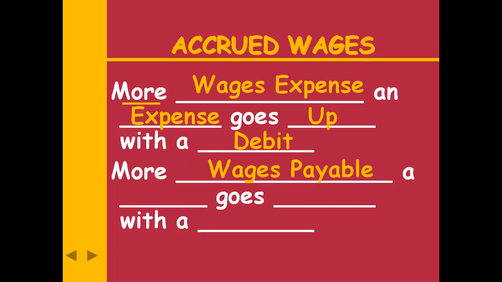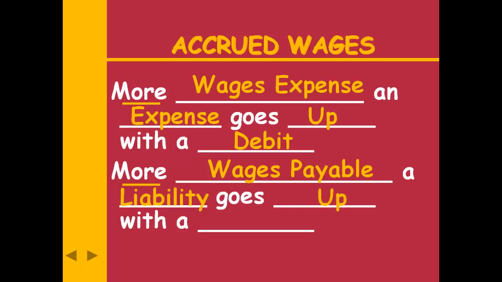Wages payable. I heard accounts payable, and that's really close, because they're both payables, which is the key word. But accounts payable is what I owe to my vendors. Wages payable is what I owe to my employees. Wages payable, though, is what type? Liability. More of it says it goes up.